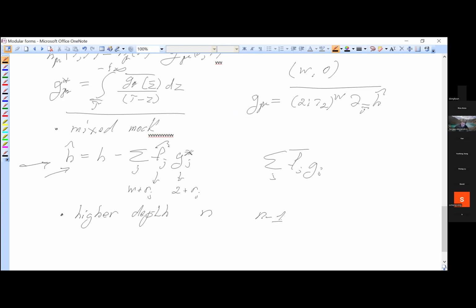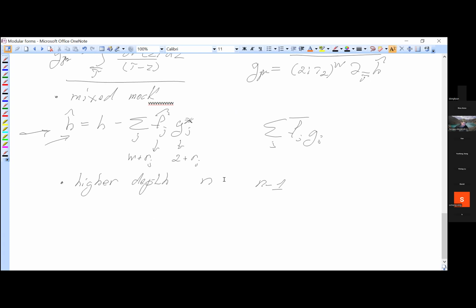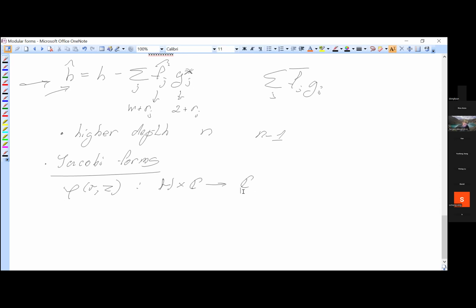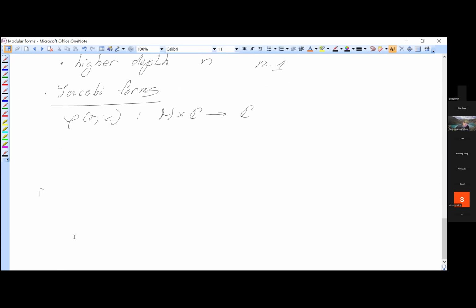Okay, and the final class of functions which we will need are the so-called Jacobi forms. So what are Jacobi forms? These guys already depend on two variables, tau and z, where you can consider them as maps from the upper half plane times the complex plane into the complex numbers. And again, you define them as holomorphic functions satisfying two conditions. So what are these conditions?